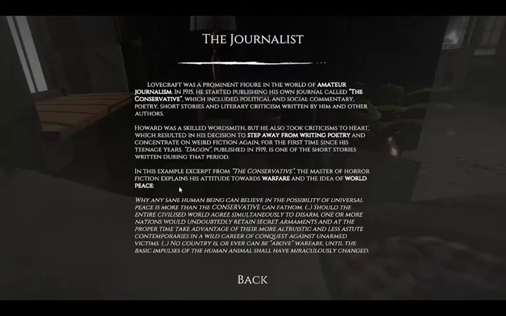Why any sane human being can believe in the possibility of universal peace is more than the conservative can fathom. Should the entire civilized world agree simultaneously to disarm, one or more nations would undoubtedly retain secret armaments, and at the proper time take advantage of their more altruistic and less astute contemporaries in a wild career of conquest against unarmed victims. No country is, or ever can be, above warfare, until the basic impulses of the human animal have been miraculously changed.